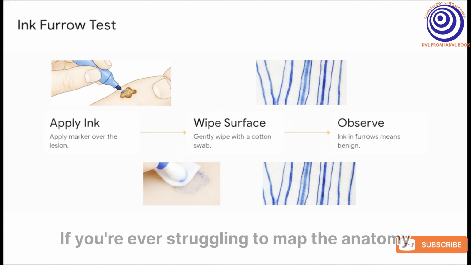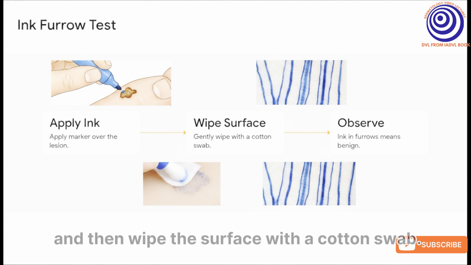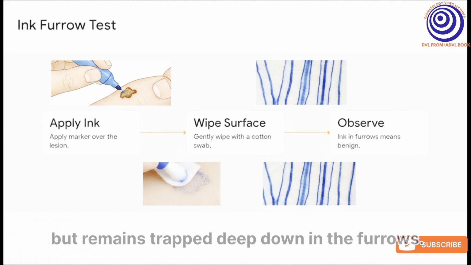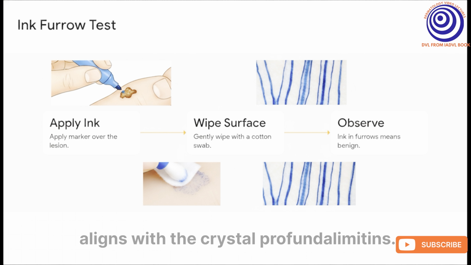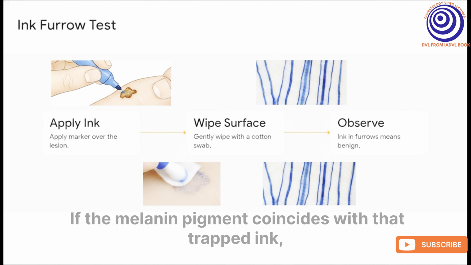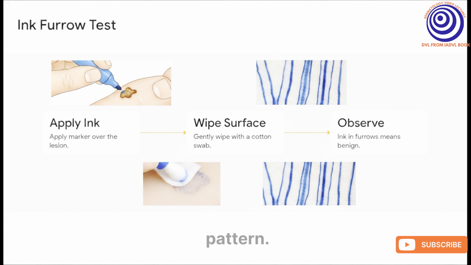Another beautifully elegant bedside trick is the ink furrow test. If you're ever struggling to map the anatomy, simply take a surgical pen, apply ink over the lesion, and then wipe the surface with a cotton swab. The ink is wiped off the raised ridges but remains trapped deep down in the furrows. Anatomically speaking, this trapped ink perfectly aligns with the crista profunda limitans. If the melanin pigment coincides with that trapped ink, you can confidently say you have a benign parallel furrow pattern.